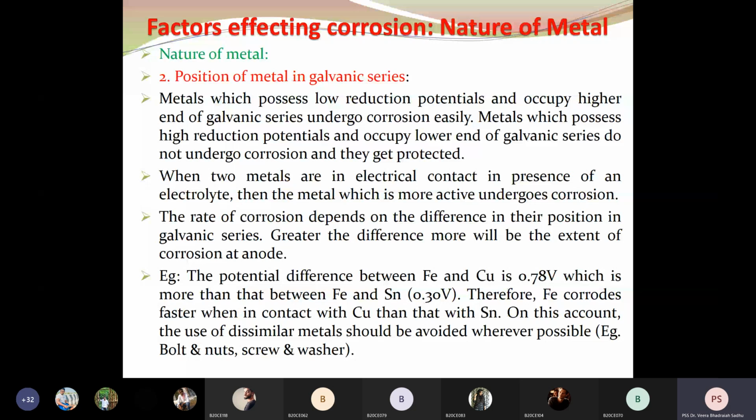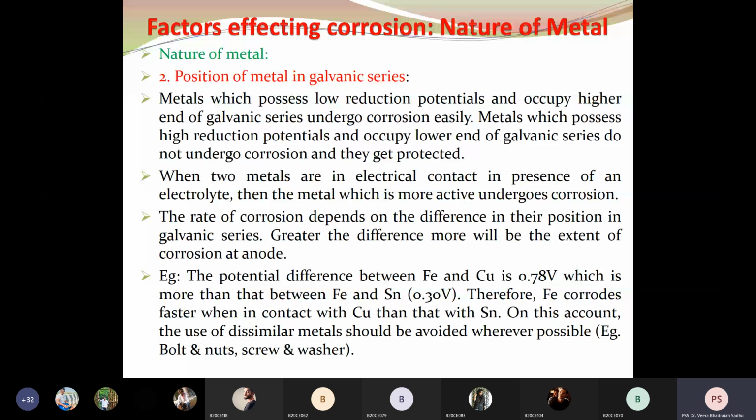On this account, the use of dissimilar metals should be avoided in different applications like screws, bolts and nuts. So it's always better to avoid contact of these dissimilar metals.